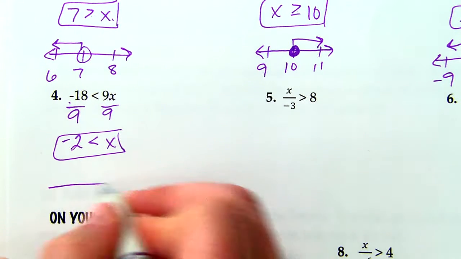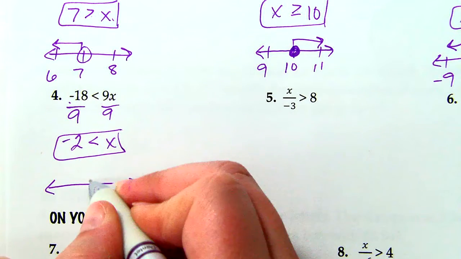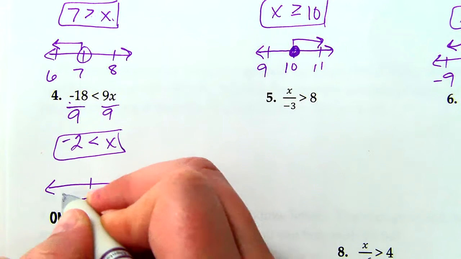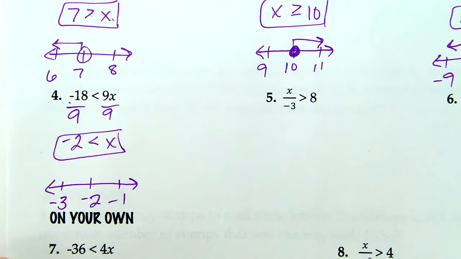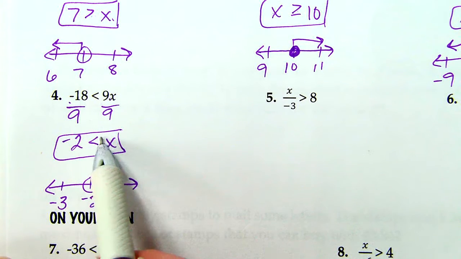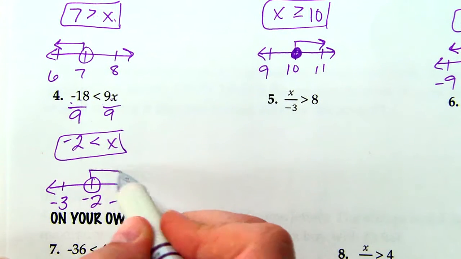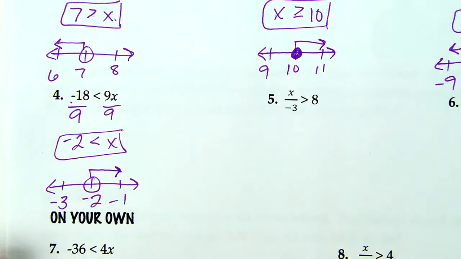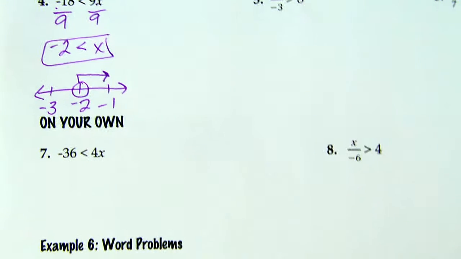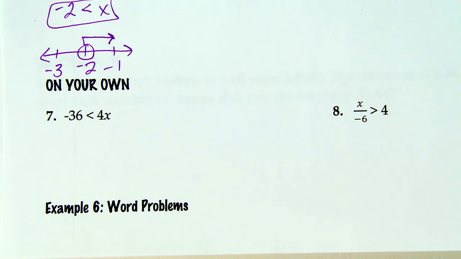Draw your number line. So -2, one bigger, one smaller. It'll be an open circle because it is not equal to, and then x is greater than -2, so it goes towards the -1. Okay, go ahead and try 7 and 8 on your own. So pause here, practice those two, and then check to see if you got them right.